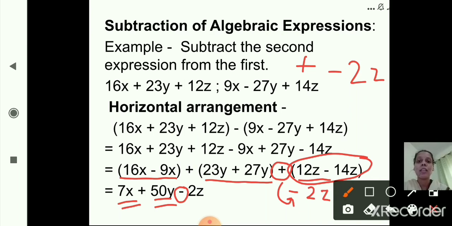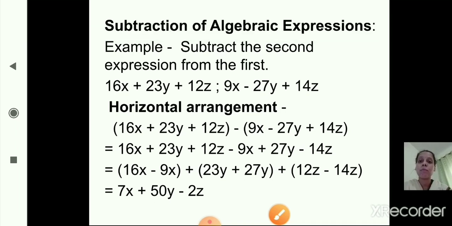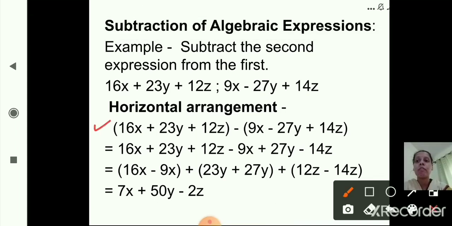Now I hope you are clear with this. So what is the answer? 7x plus 50y minus 2z. Okay, once again we will revise. This is the first step. In the first step we will write both algebraic expressions in brackets, and in between a minus sign, that is the subtraction sign, as we are doing subtraction of algebraic expressions.